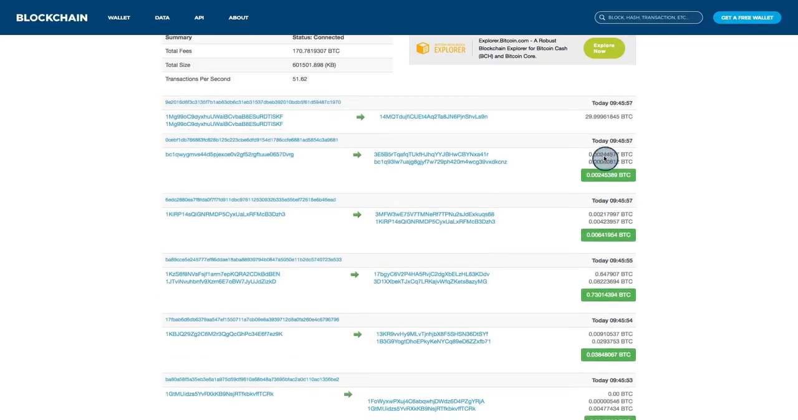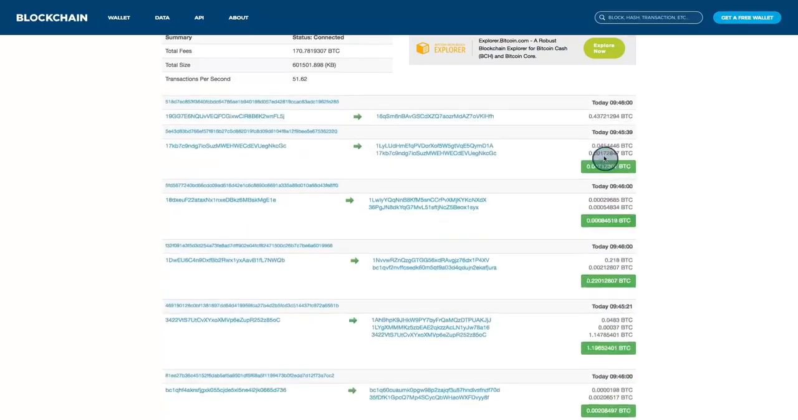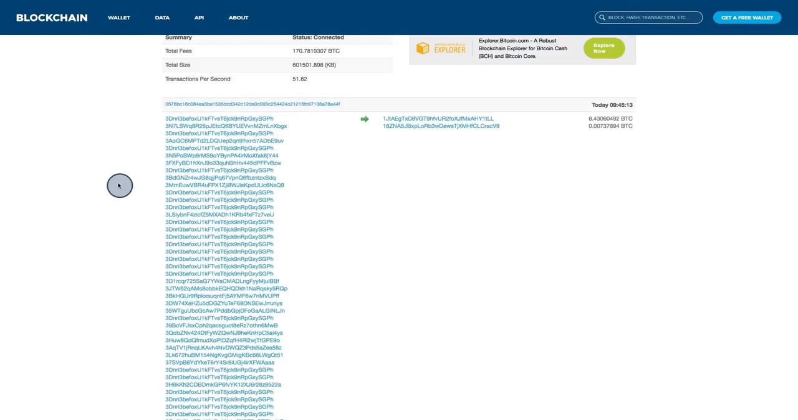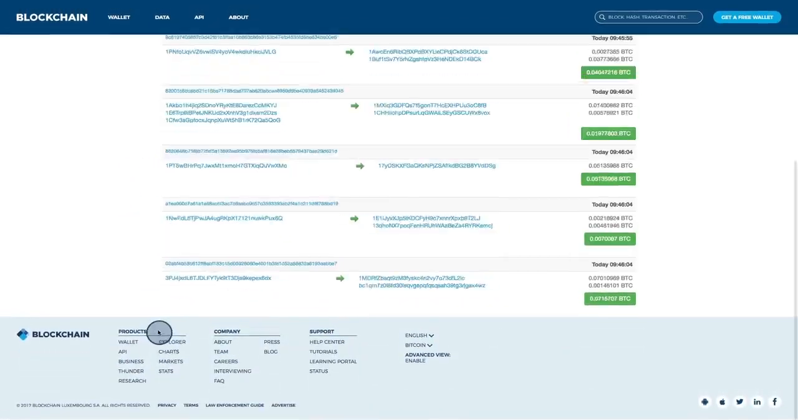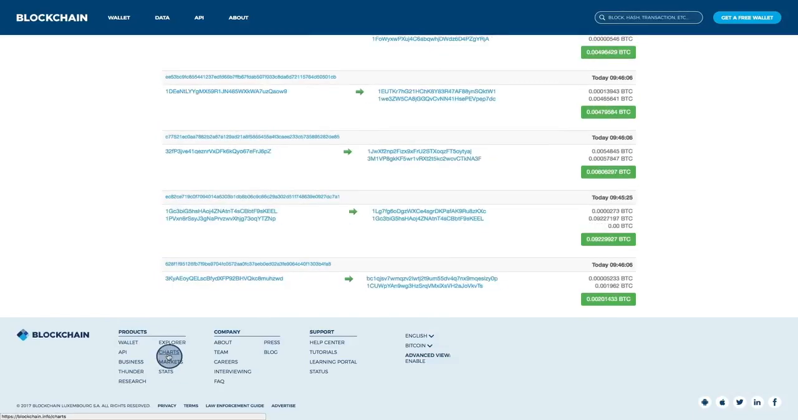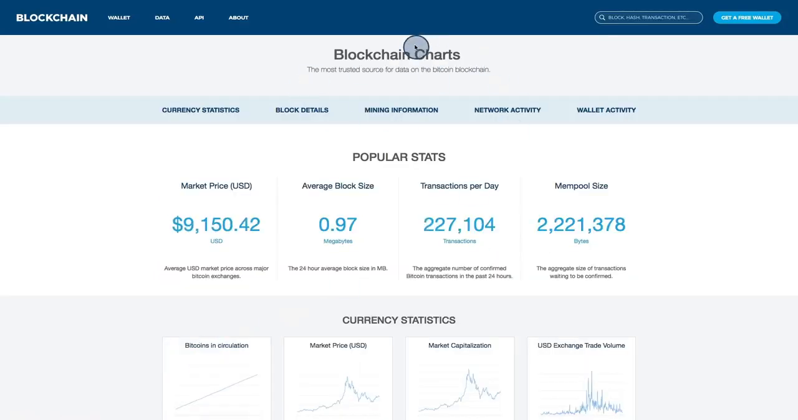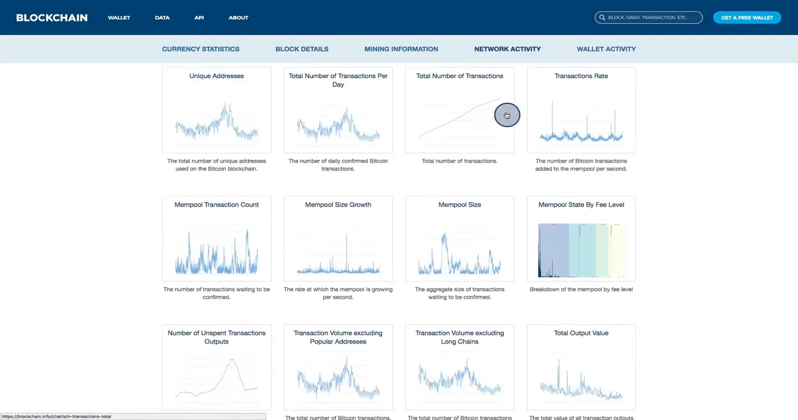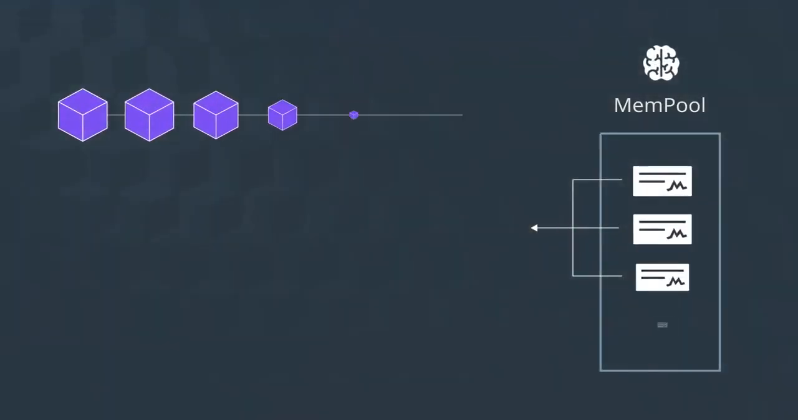Now, if you're interested in checking out more details about the memory pool, let's head over to the chart section. So to get there, let's scroll down and navigate to Products, Charts, and then in Charts, let's head over to Network Activity. In this section, there are a couple of useful charts. Here we see one about the number of transactions in the memory pool at different times, the rate at which the mempool is growing, and here one about the size of transactions waiting to be confirmed. So I recommend you take some time to explore and look through some of these charts.